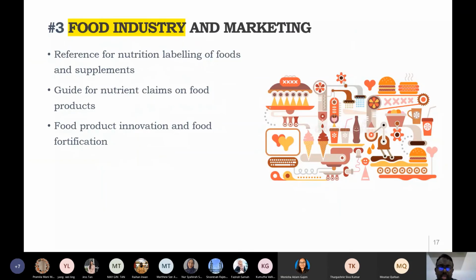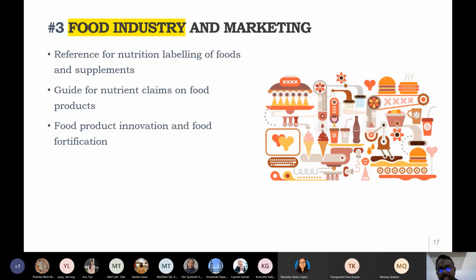The third group who uses RNI is the food industry and marketing groups. They use RNI as a reference for nutrition labeling of foods and supplements. So when you look at the label, they have their content of nutrient in the product, and they compare with the RNI, how much of the daily RNI is achieved. And they use it as a guide for nutrient claims on food products. When they want to claim a high source of protein or high source of calcium, they use RNI.